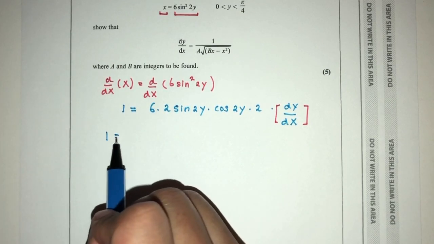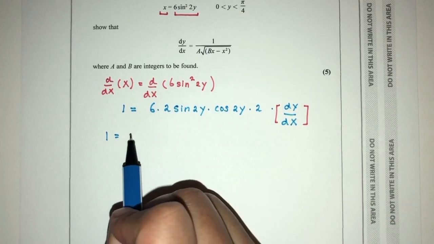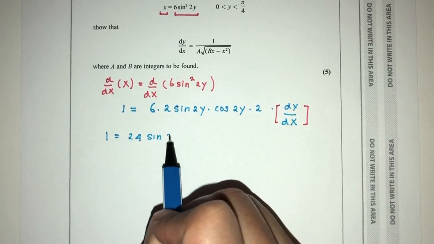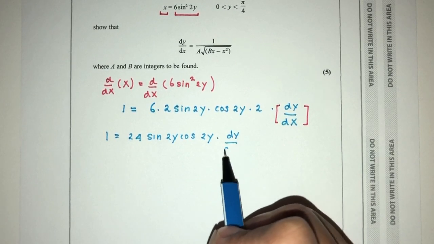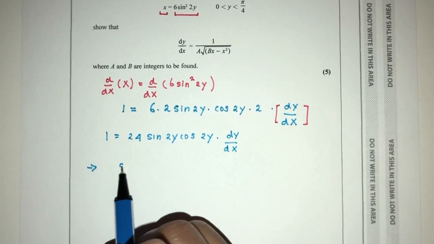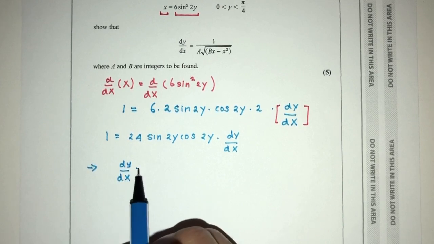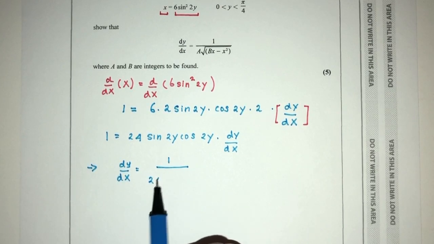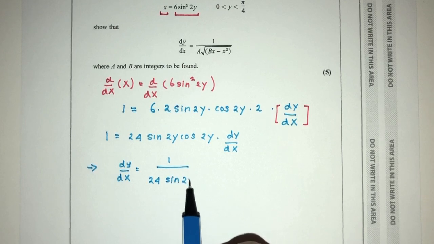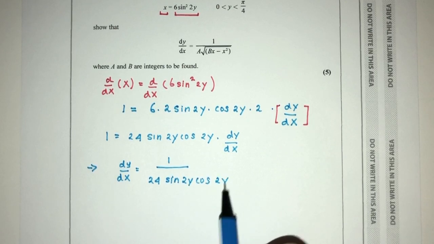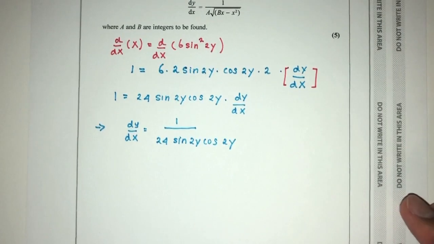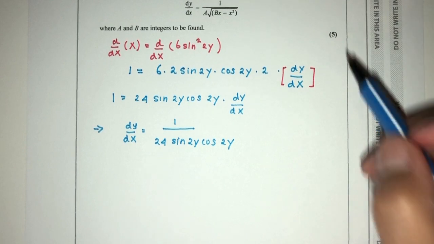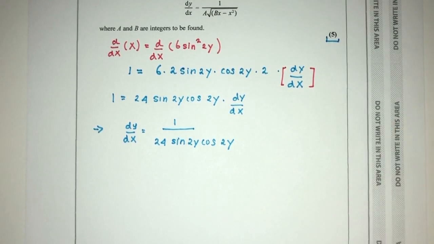That will be 1 here. 6 times 2 is 12 times 3 is 24. Sine 2y and cos 2y times dy by dx. So from this, dy by dx has to be what? Has to be 1 over the value of 24 sine 2y cos 2y. Okay. Now we definitely have to simplify to see what we can do or use to find that value. Now as you can see, it is only 5 marks, so it should not be that hard. It should be kind of logical, right?